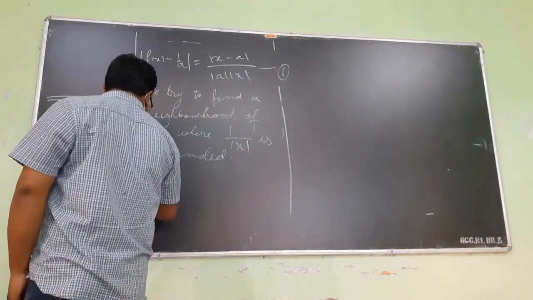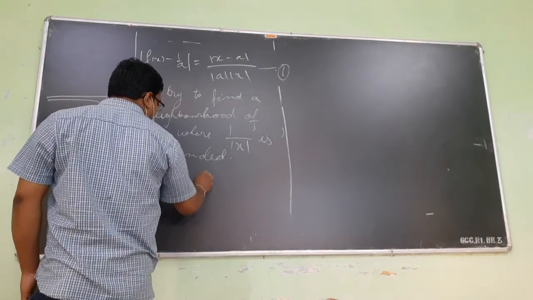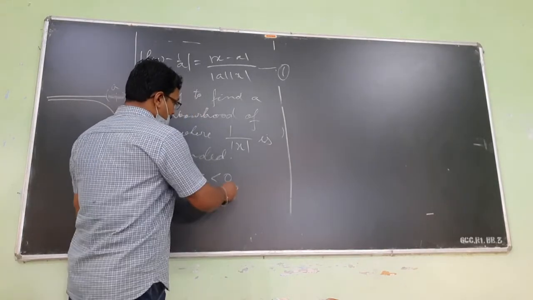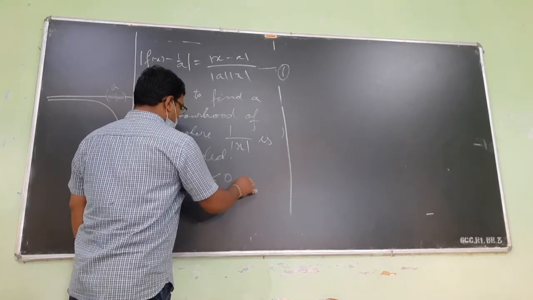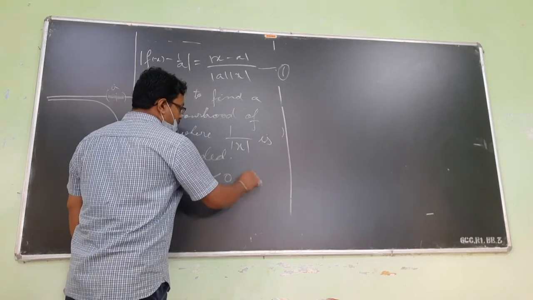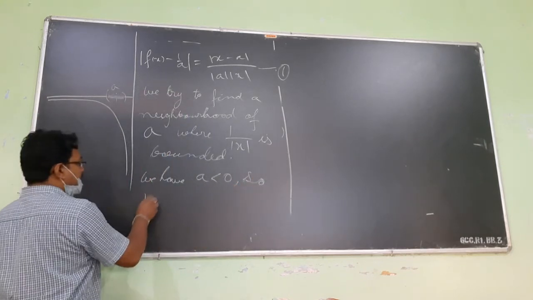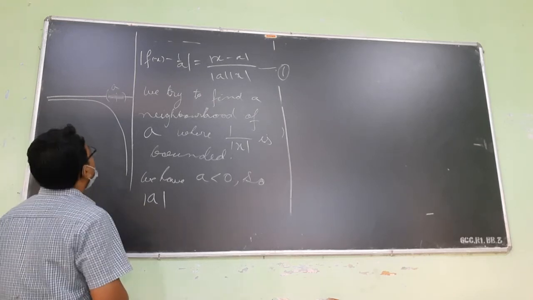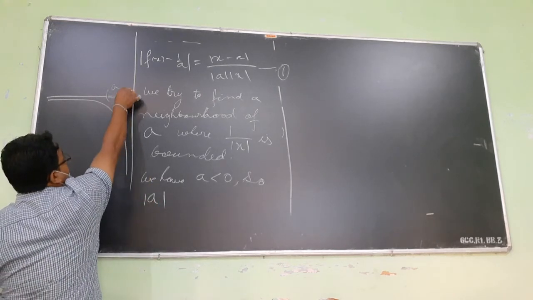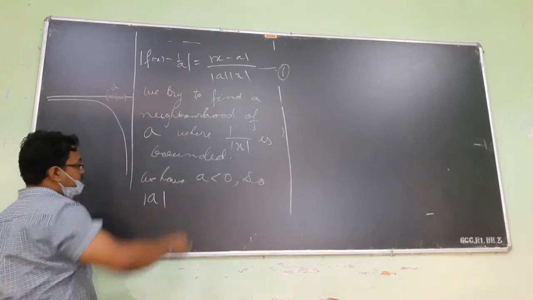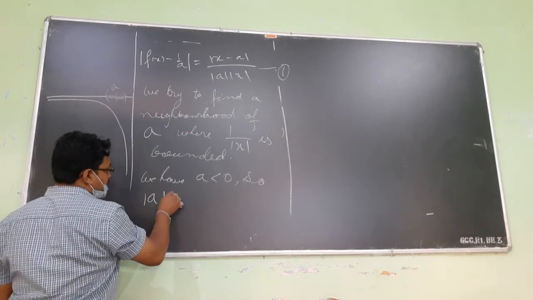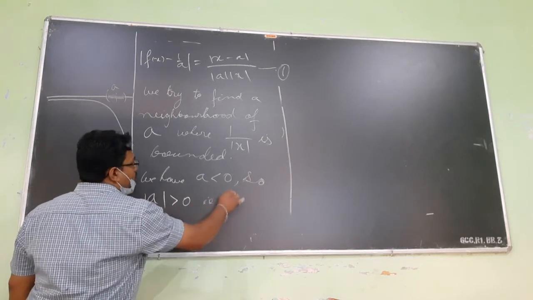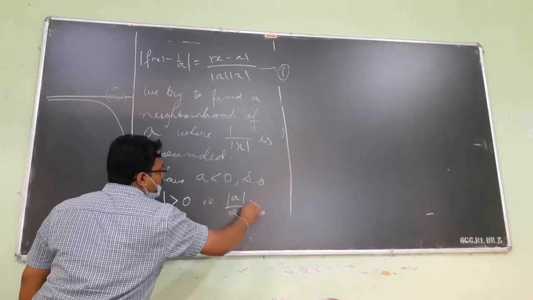We have a less than 0, and a is strictly less than 0. So what about mod a? Mod a is this distance, and a distance is not 0. Mod a is strictly greater than 0, and mod a divided by 2 is also greater than 0.